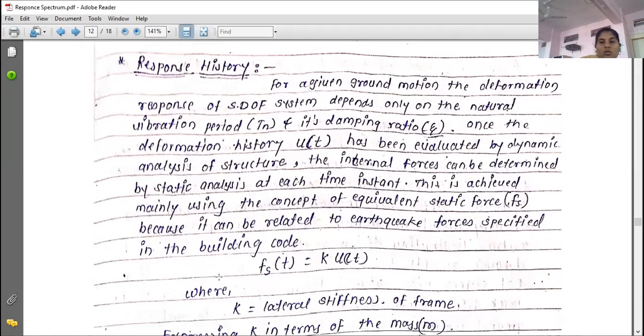For a given ground motion, that is, the deformation response of a single degree of freedom system depends only on the natural vibration period, Tn, and its damping ratio zeta.